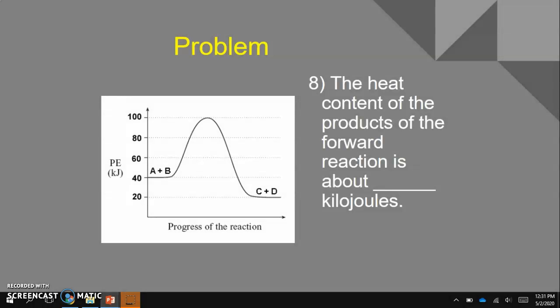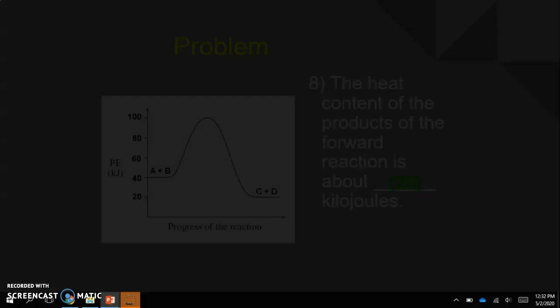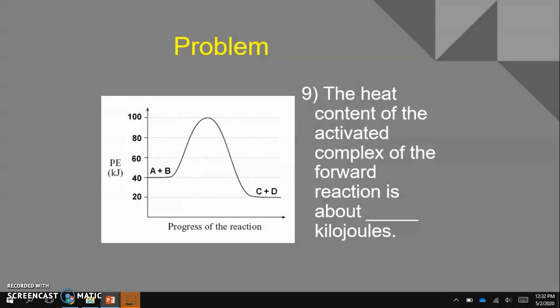Just like before, it's asking us for the heat content of the products. So again, reactants on the left, products on the right. Here we have C and D as our products on this line, and if we follow that over, we are at 20 kilojoules. Okay. Now we're asking for the heat of the activated complex, or the energy of the activated complex. Remember, that's at the peak, and this peak, if we follow it over, is right around 100 kilojoules.